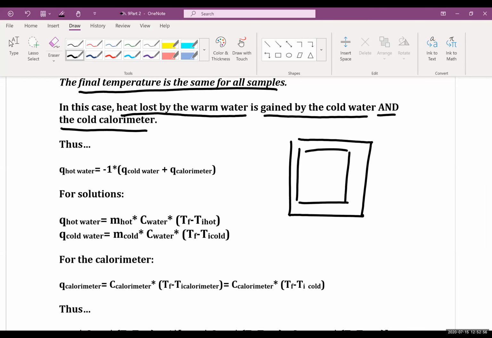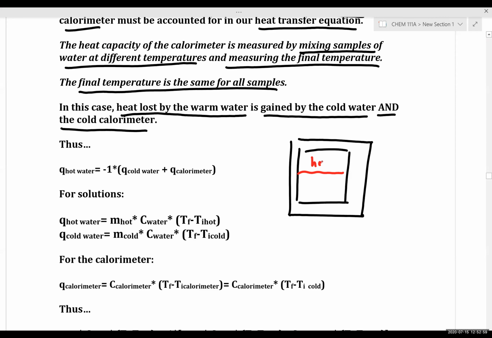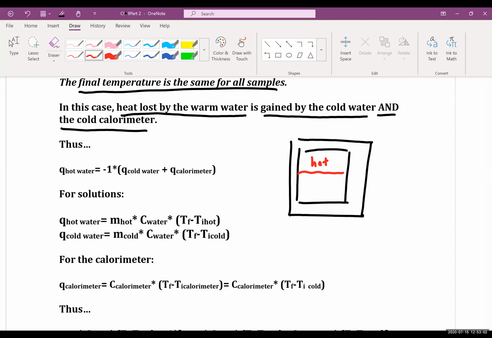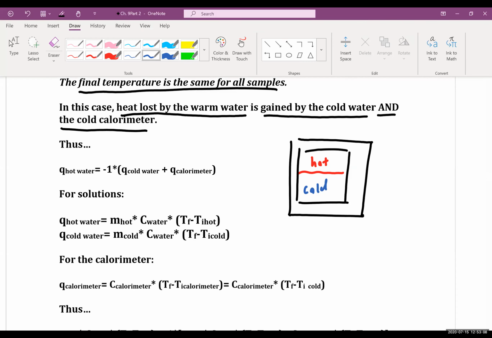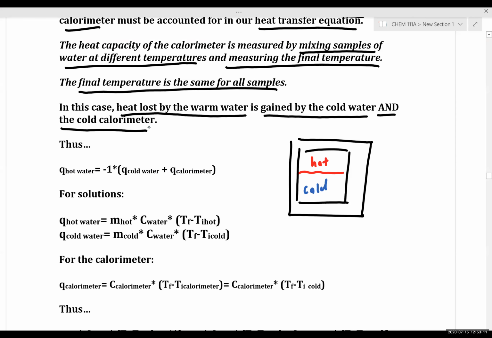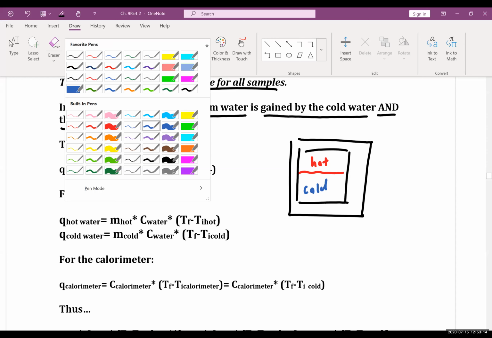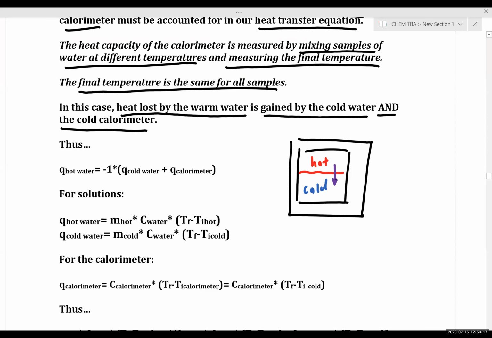Okay, and to that calorimeter, we mix some hot water, and we mix the hot water with some cold water, okay? So thinking about our heat transfer process, so at our high temperature water mixed with our low temperature water, heat will flow from our hot water to the cold water. In addition, heat will also flow to our calorimeter. So as heat is exchanged with low temperature water and the calorimeter.